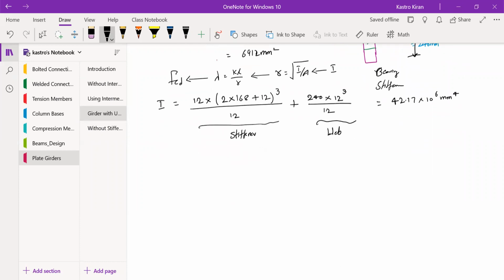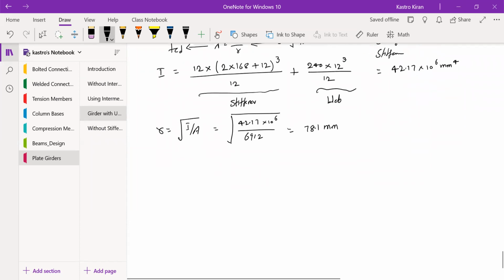So from this, you can find out the value of r, that is root I by A. You know the value of I, that is 42.17 into 10 power 6. And you also know the value of area, which is 6912 mm square. So if you solve this, you will get 78.1 mm.